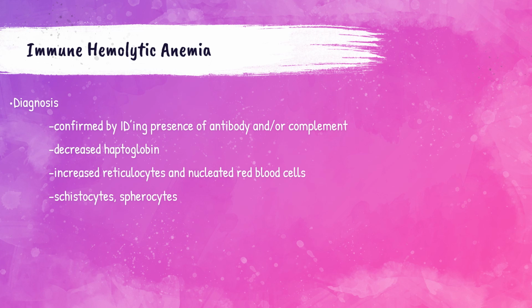Haptoglobin levels will also be lowered. The reason being there's going to be free hemoglobin in the bloodstream due to the red blood cells lysing, and haptoglobin that is present within the blood will bind to that hemoglobin to form a complex. So there will not be as much free haptoglobin present in the blood. The levels will be decreased. There can also be schistocytes, which are red blood cell fragments, and spherocytes present in the peripheral bloodstream.